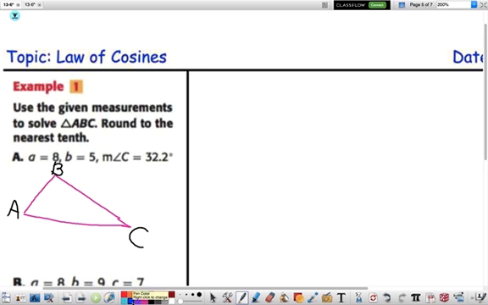So for example, A has to be over here, that's 8. B has to be over here, and that's 5. C has to be over here, and that is, I don't know, so I'll call it c. I do know the measure of angle C to be 32.2.